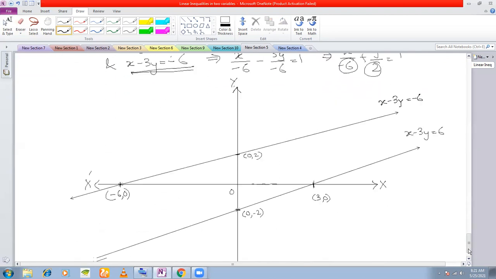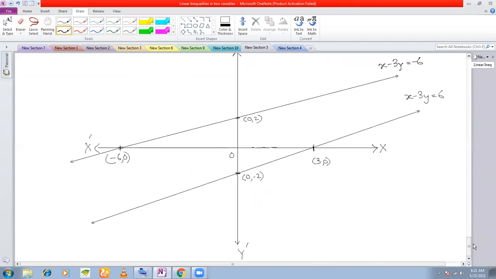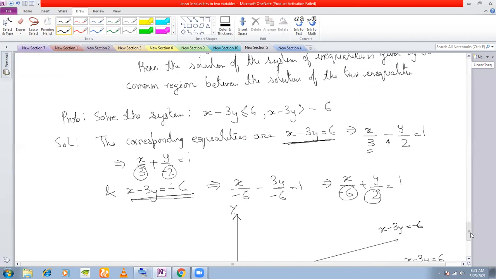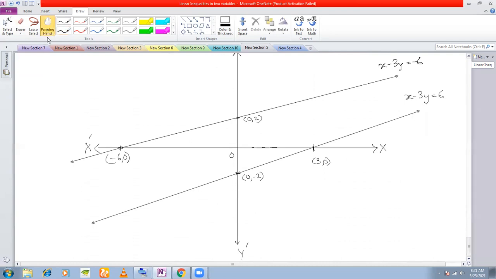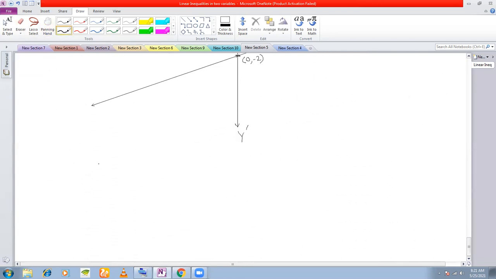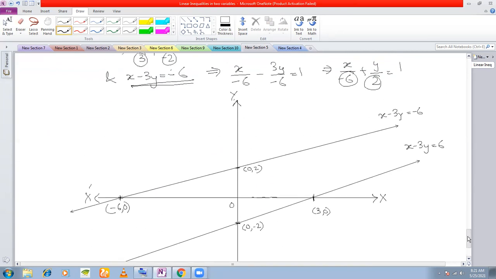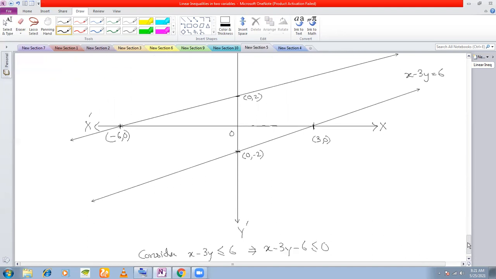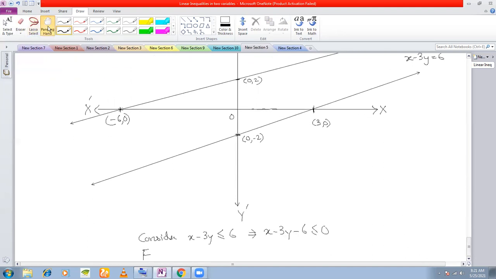Now we shall look for solutions. Consider the first inequality. What is the first inequality? x minus 3y less than or equal to 6. This means x minus 3y minus 6 is less than or equal to 0. Again, this straight line has an origin side and a non-origin side, right? So we shall consider the origin.